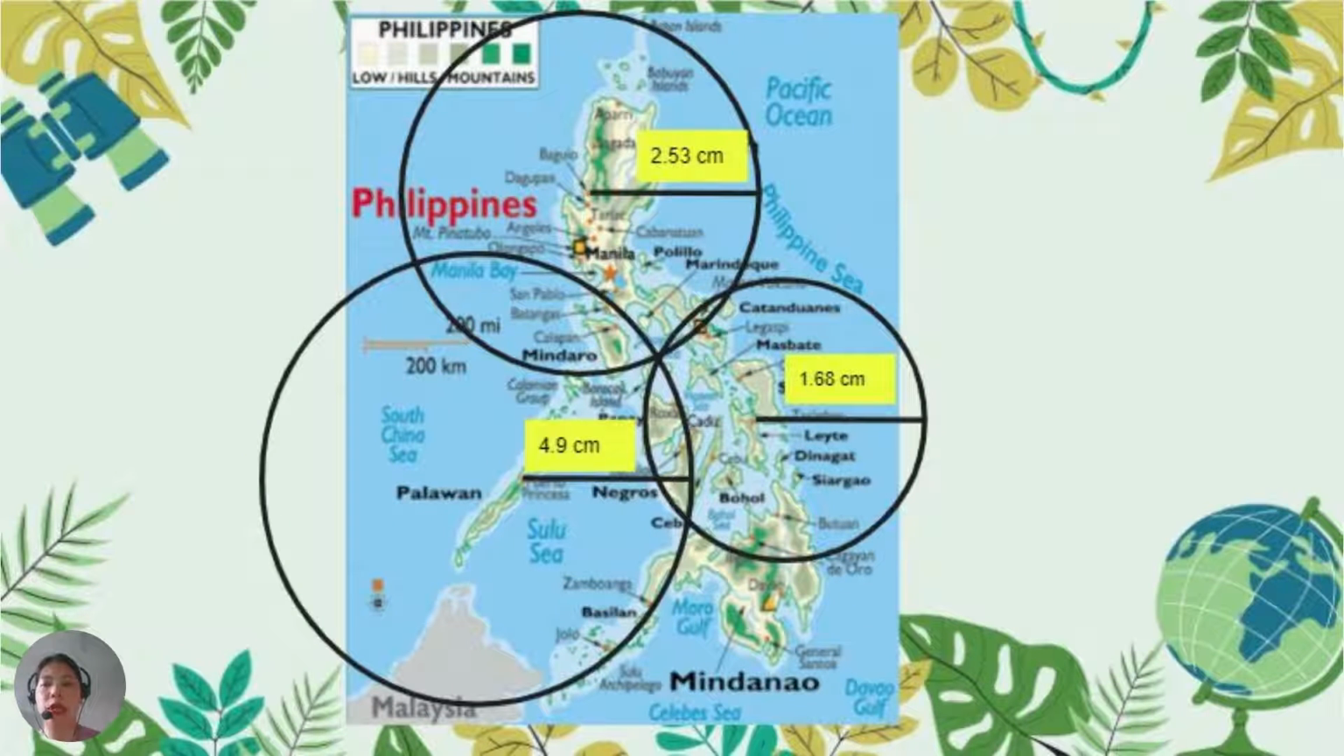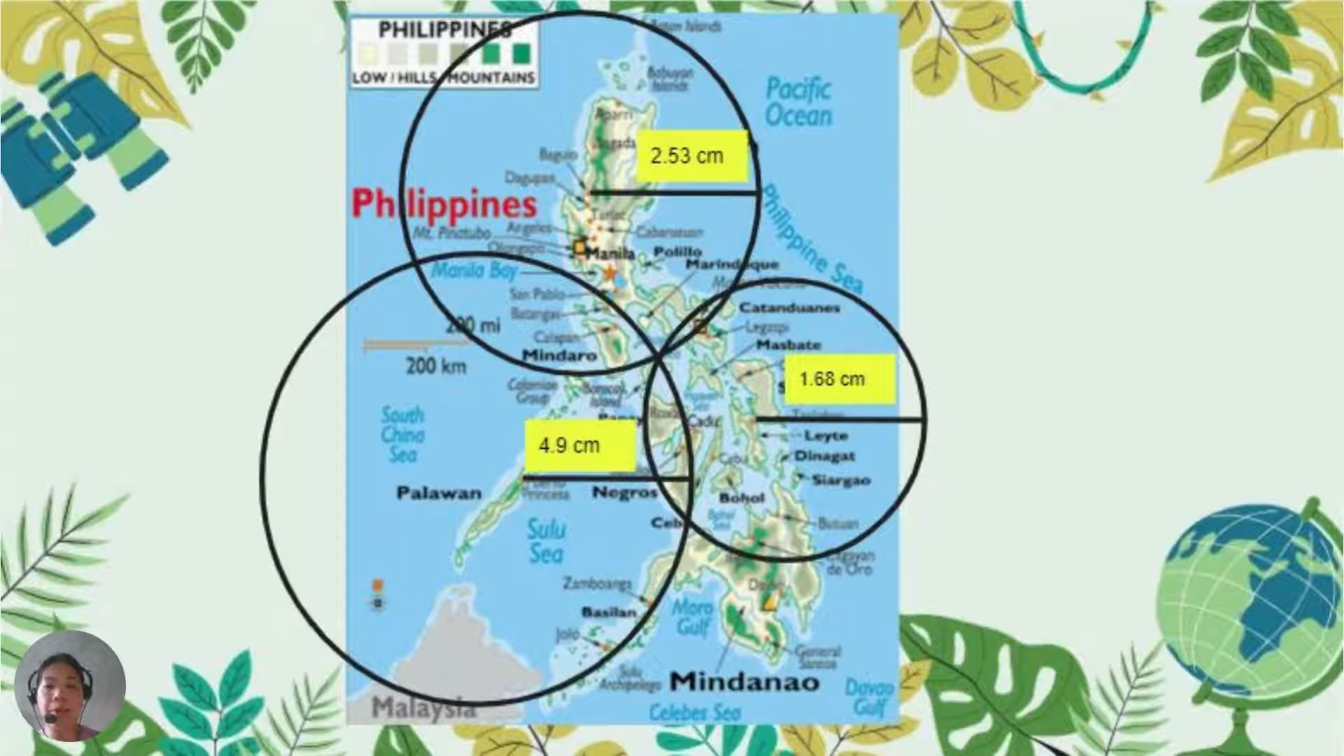Lastly, Palawan, which has 662 kilometers, which is equivalent to 4.9 centimeters. This is how we plot it in Palawan, okay, under Puerto Princesa Station.